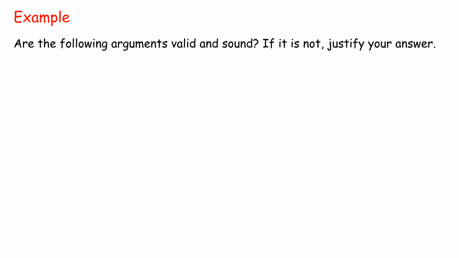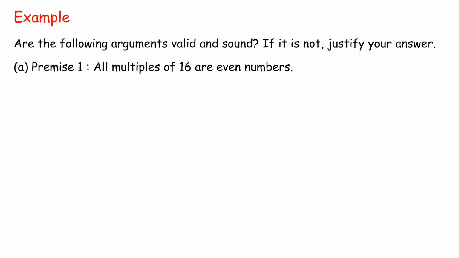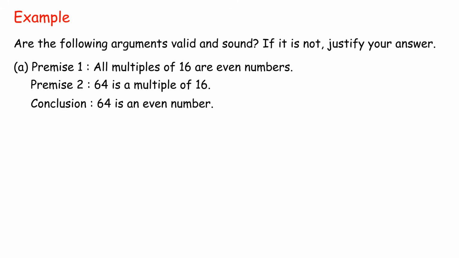Example. Are the following arguments valid and sound? If it is not, justify your answer. A. Premise 1. All multiples of 16 are even numbers. Premise 2. 64 is a multiple of 16. Conclusion. 64 is an even number. Valid and sound.